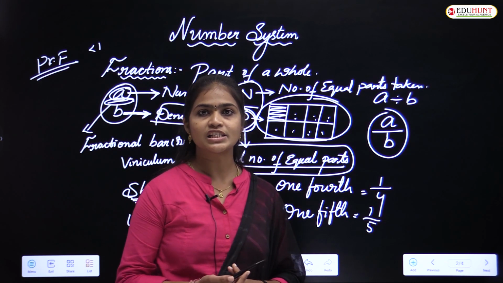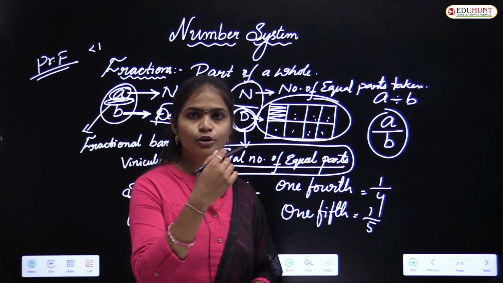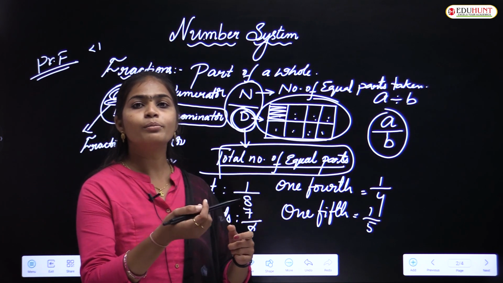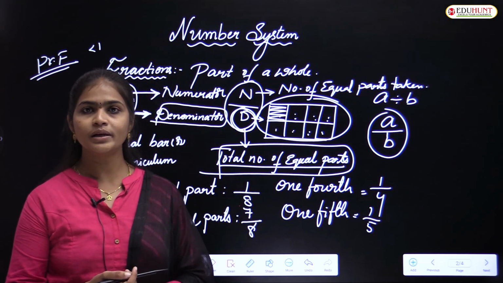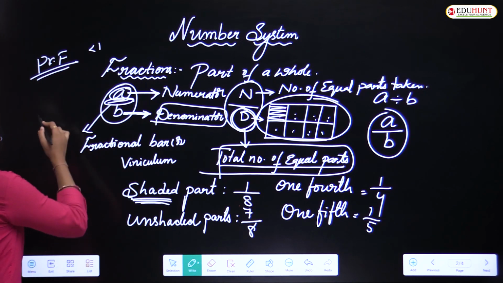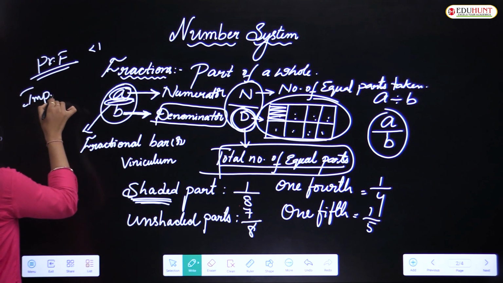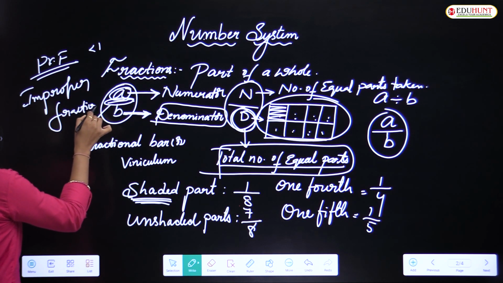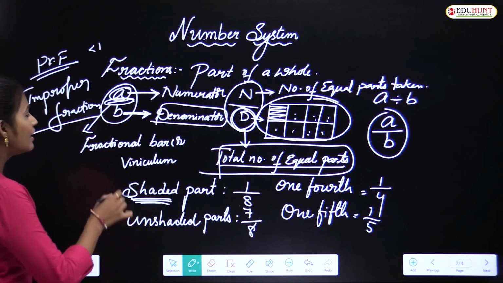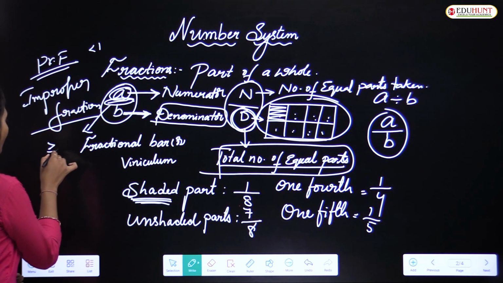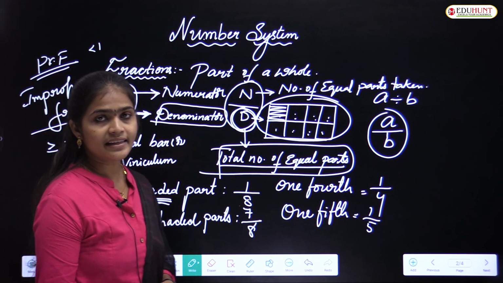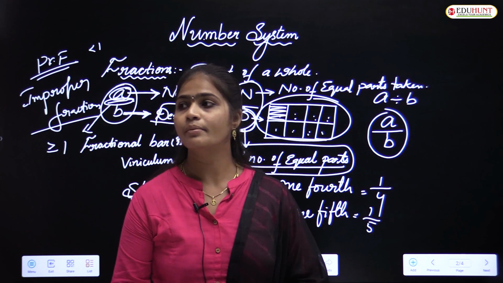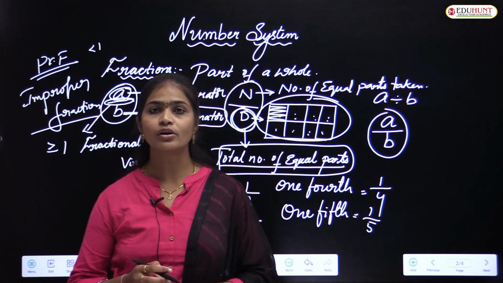Next, improper fraction. Improper fraction means the numerator is greater than its denominator. In a fraction, if the numerator is greater than the denominator, we call it an improper fraction. And the value of an improper fraction is always greater than or equal to 1. You may get the doubt, why?